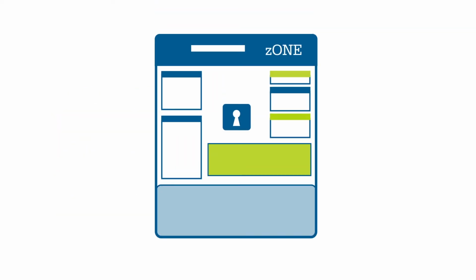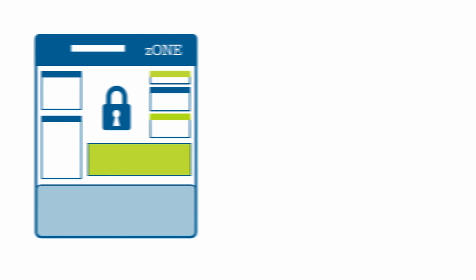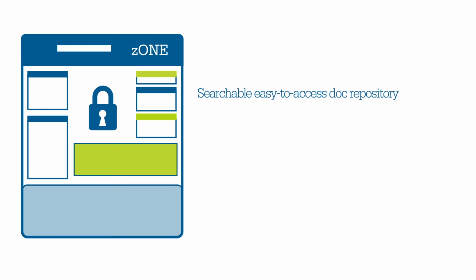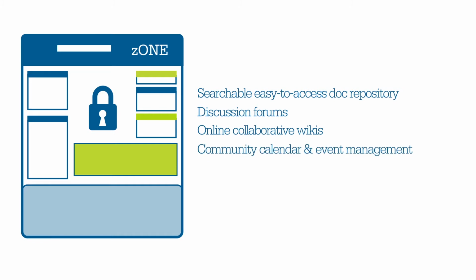CMS has established the Medicaid Enterprise System Reuse Repository as a web-based tool for sharing reusable artifacts between states. The Reuse Repository is hosted on the CMS Opportunity to Network and Engage, or ZONE, website. CMS Zone is a secure, collaborative, and social platform for organizations and individuals partnering and working with CMS, and is accessed through the CMS Enterprise portal. Features include a searchable and easy-to-access document repository, discussion forums, online collaborative wikis, community calendar and event management, and the ability to follow people or content.